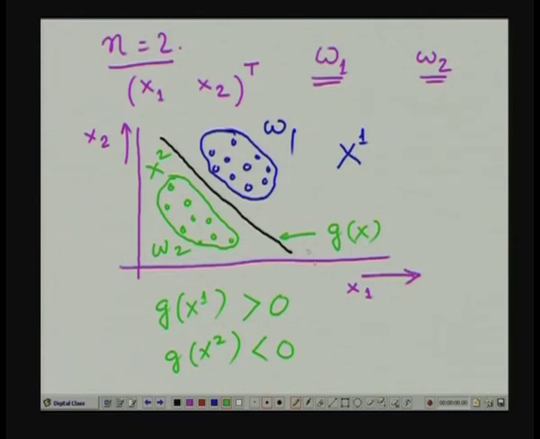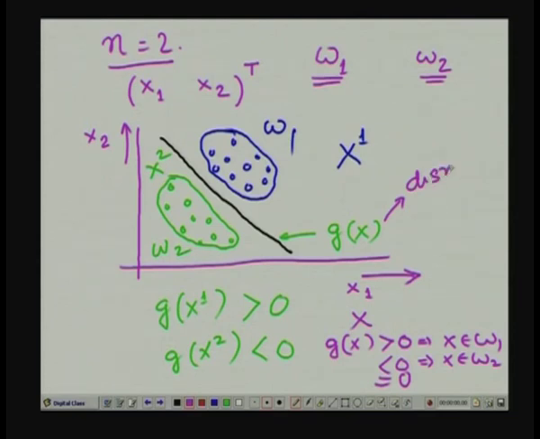So, once I design this g x having this sort of property, then for any unknown feature vector x, if I find that g x is greater than 0, I immediately infer that x belongs to class omega 1, whereas if g x is less than 0, I immediately infer that x belongs to class omega 2. Whereas, of course, g x equal to 0 is the boundary case, that means these are the feature vectors which fall on this particular line. And such a function g x is called a discriminant function.